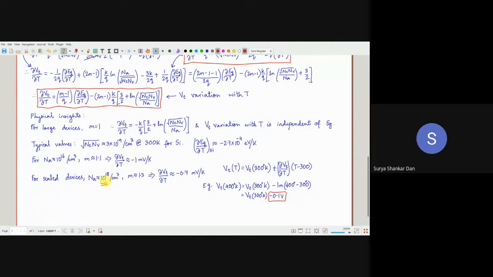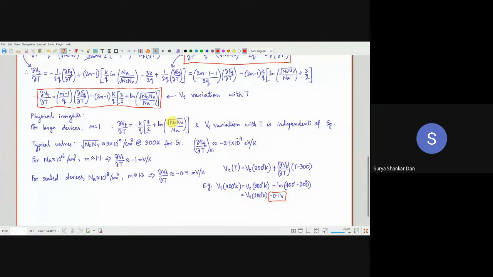So notice, the 10 power 18. The moment you are scaling it, you have to ensure that the Na has increased. If you can see here, this factor has Na in the denominator. So this factor will reduce comparatively. And that is one of the many reasons why you need to increase the doping when you are scaling the technology. The most important reason, of course, being you have to keep the Poisson equation the same.